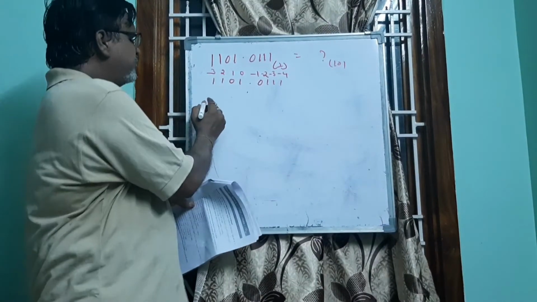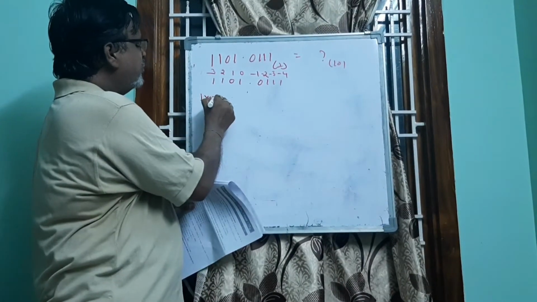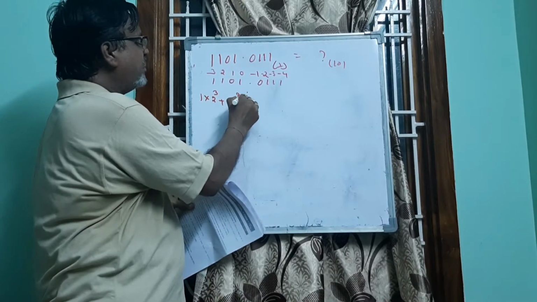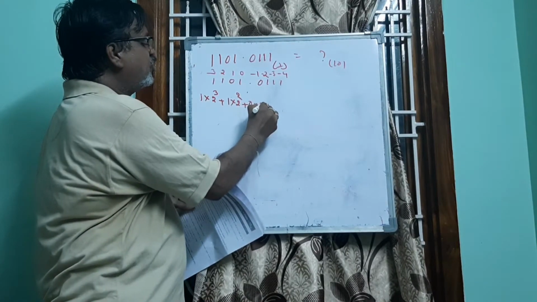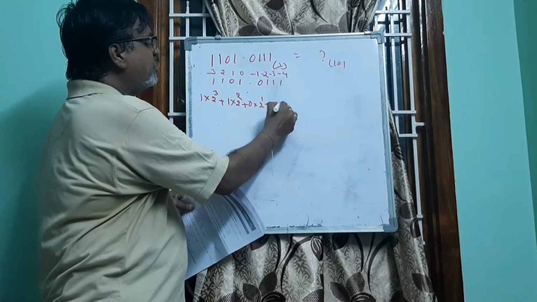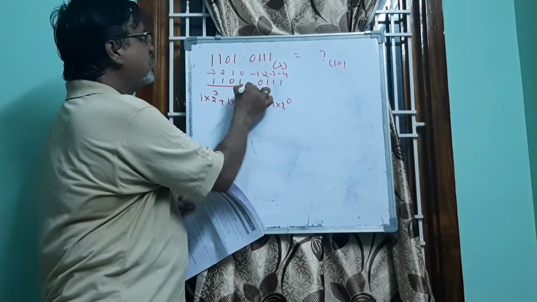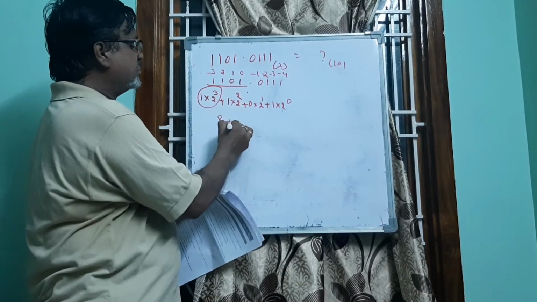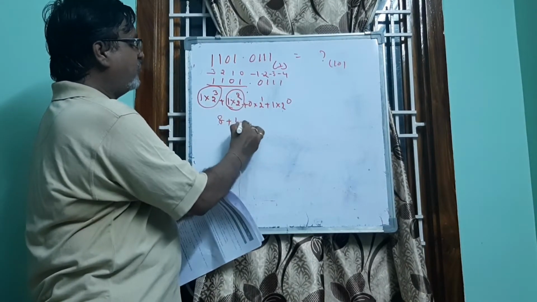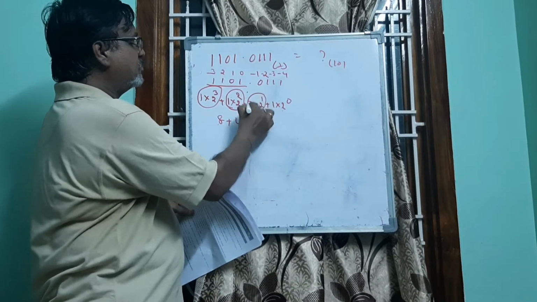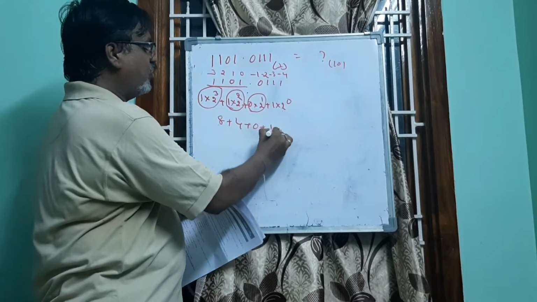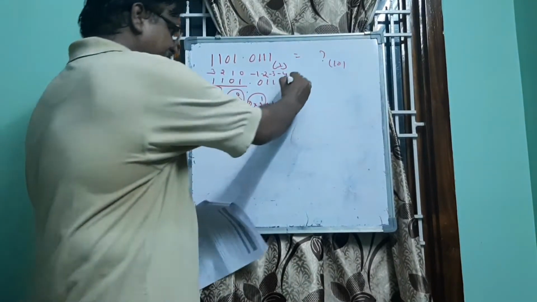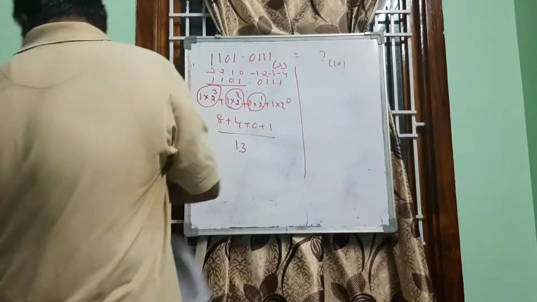Now here, 1 into 2 cube plus 1 into 2 square plus 0 into 2 power 1 plus 1 into 2 power 0. This is the integer part. So 2 cube into 1 is 8, plus 4, plus 0, plus 1. So this is 13. What we did here is just the integer part.